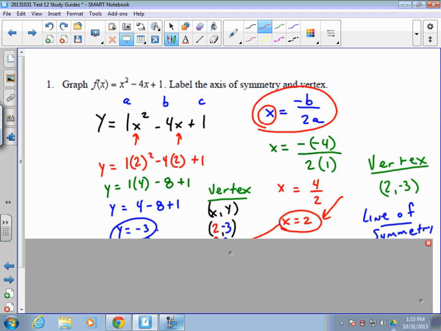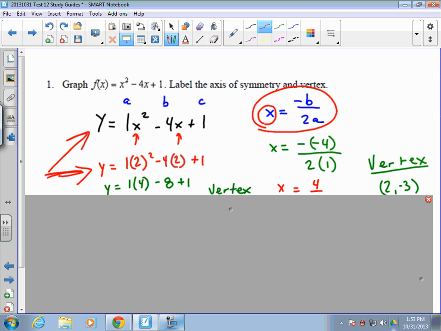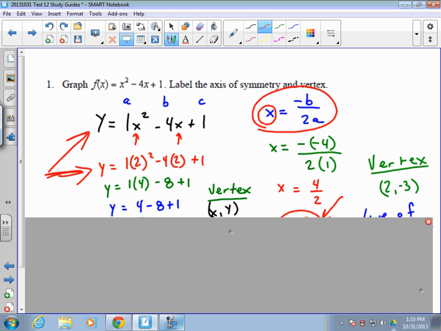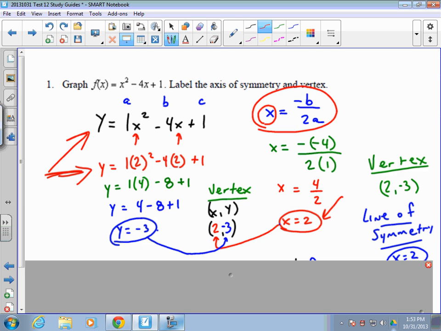Now, in order to find the y value, you take that x value and you plug it back into the same original equation. Y equals 1 times x, which is now 1 times 2. If we go back up here, 1 times 2 squared minus 4 times 2 plus 1. When you simplify that, 2 squared is 4. Negative 4 times 2 is negative 8. So 1 times 4 is 4 minus 8 plus 1. You get your y value of negative 3. Now you have both values. X is 2 and y's value is negative 3.